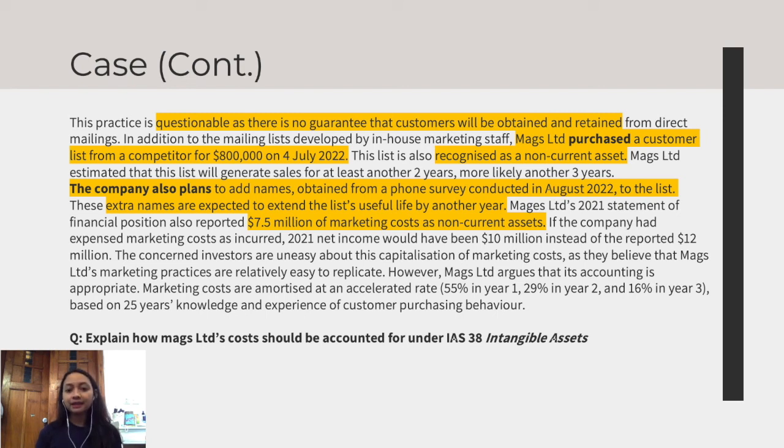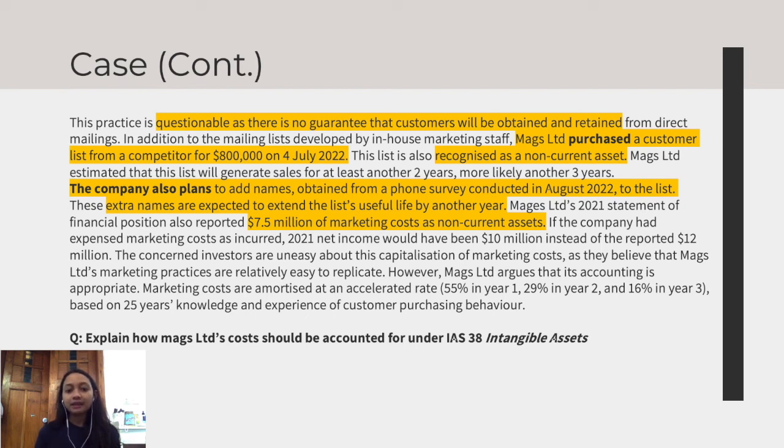Next, Max Ltd purchased a customer list from a competitor for $800,000 on 4th of July 2022. This list is recognized as a non-current asset, and Max Ltd estimates that this will generate sales for at least another 2 years and more likely 3 years. The company also plans to add names obtained from a phone survey conducted in August 2022 to the list. These extra names are expected to extend the list's useful life by another year.